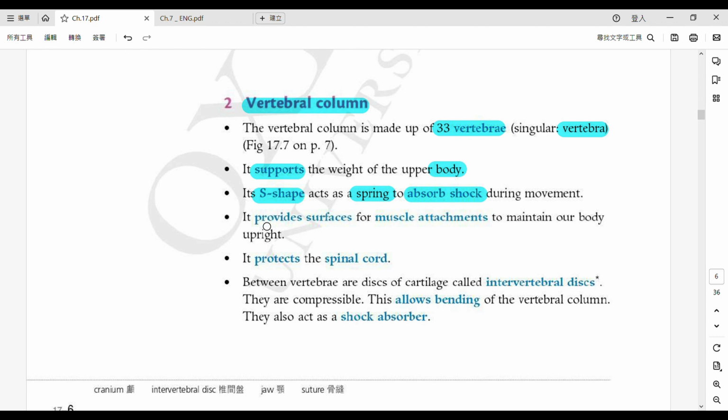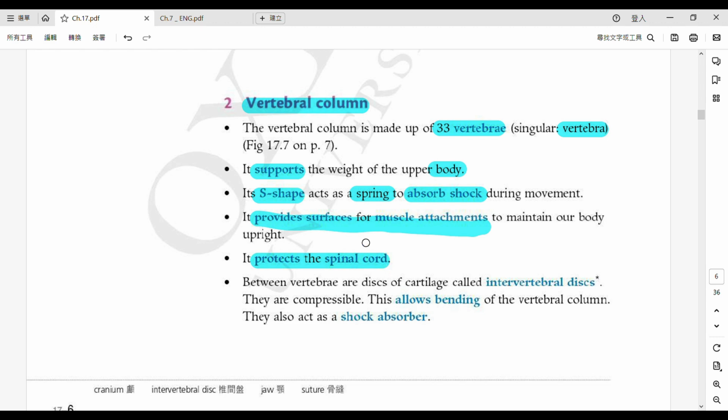The third one, please put a star here again. This is one key function of a bone. It provides a surface for muscle attachments. Please remember this one. It lets our muscles attach to it. Therefore, you can maintain your body posture and keep your body upright. And the last one, it protects the spinal cord.